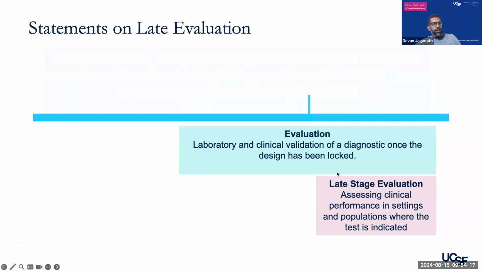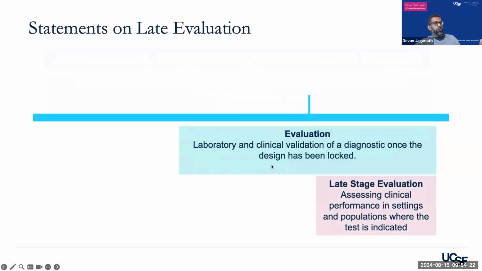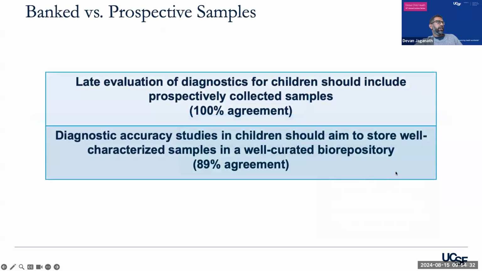All right, and now the last section is on late stage evaluation, which is where the test has already been design locked. We have early signal that it seems promising, and now we're trying to assess this in a wider population where the test would actually be performed. So going back to utilizing stored versus prospective samples, there was large consensus that at this stage, we really should be thinking about prospectively collecting and testing these children in the field, and at the same time contributing to a biobank that could be used for more early evaluation.